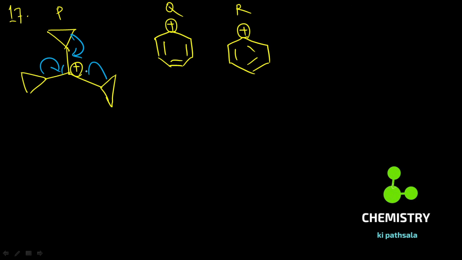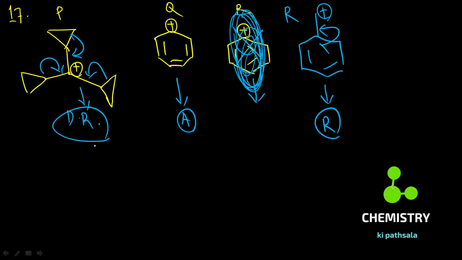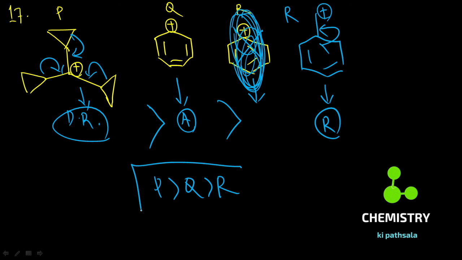Now this carbocation is stabilized by dancing resonance, and this carbocation is having aromaticity. This question is a little bit wrong. Okay, forget about this question. So this is R. So you can see here this is stabilized by resonance, and you know that dancing resonance dominates over aromaticity, and aromaticity dominates over resonance. So the answer is Q greater than R.